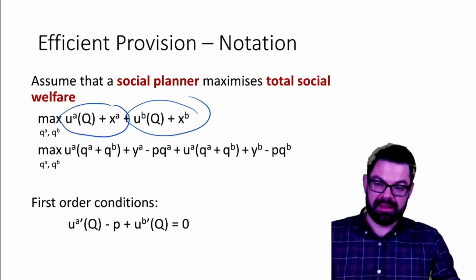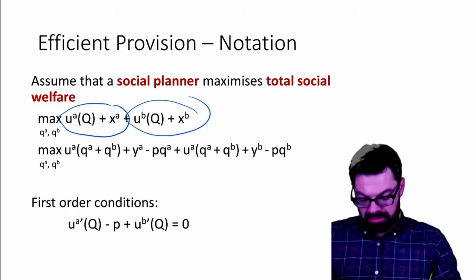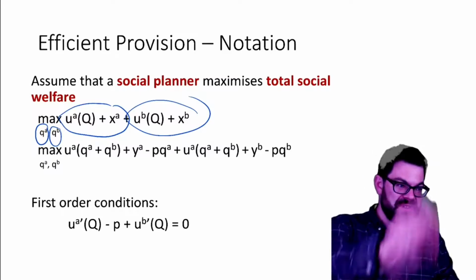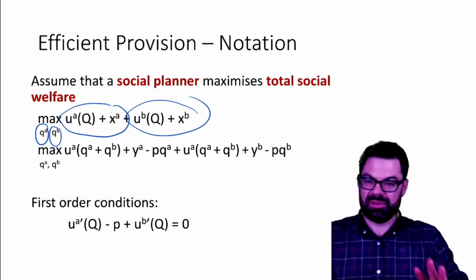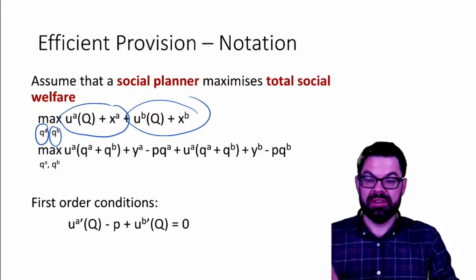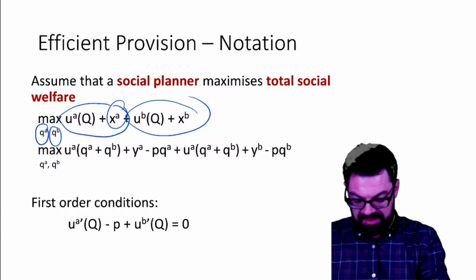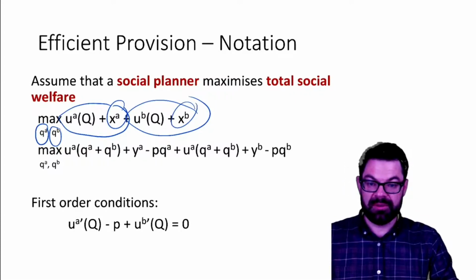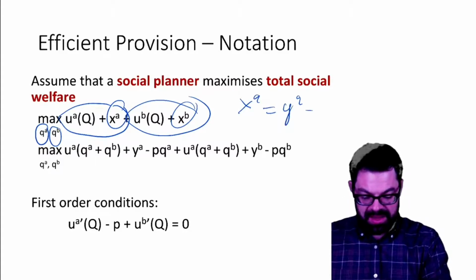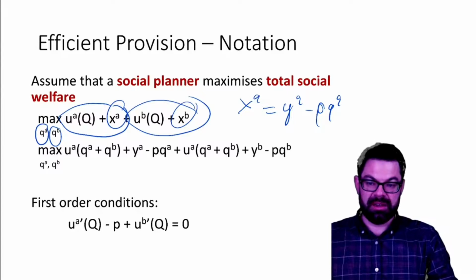And so what the social planner does is they maximize that function over the choice of QA and QB. So it's not that we let person A choose and person B choose, but the social planner chooses for them. So again, what we do here is we substitute the budget constraint for each person into this equation. So for XA and XB, we replace that with, so here's the example, XA equals YA minus PQA. That's just the budget constraint substituted in here.